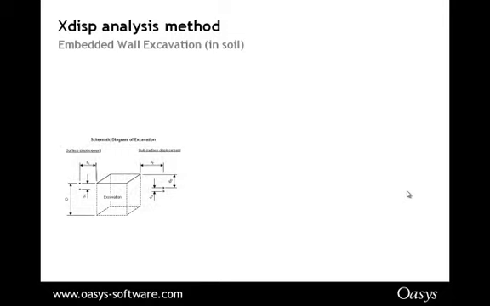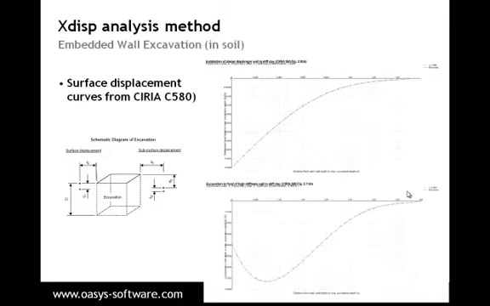I'm going to cover another type of excavation that XDisp analyzes, and that is embedded walls. For embedded wall excavation, surface displacements are given from curves based on empirical data. XDisp already has the CIRIA C580 curves input, which consider stiff clay and sand. But it's often the case that the user might be interested in another type of soil, and the user is able to input their own curves from site data or empirical data of their own. So the method is really applicable to any type of stratigraphy as long as you have some good empirical data, and there are a lot of papers available out there for that.